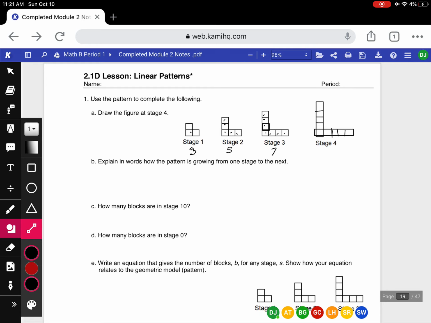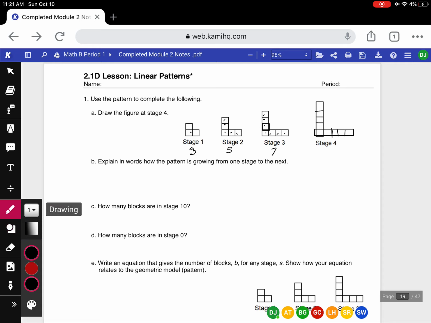So explain in words how the pattern is growing from one stage to the next. All we would notice is, I notice that I am adding 2 blocks per stage. Okay, so I'm adding 2 blocks per stage. And it asks me, how many blocks are in stage 10?